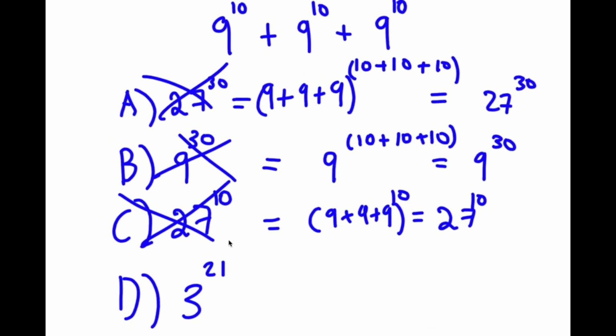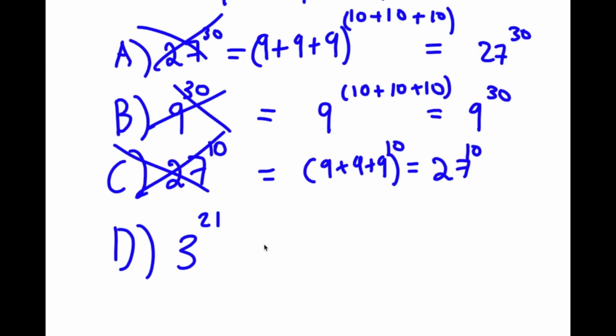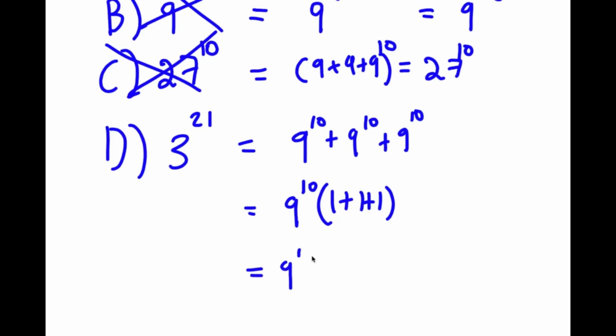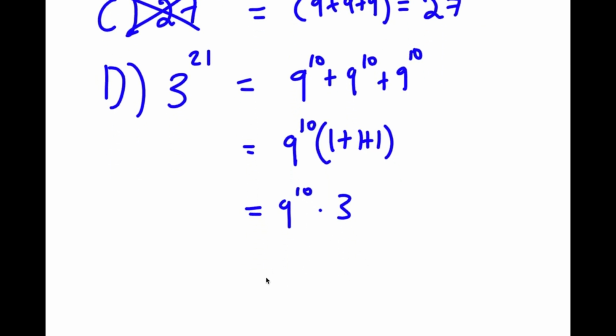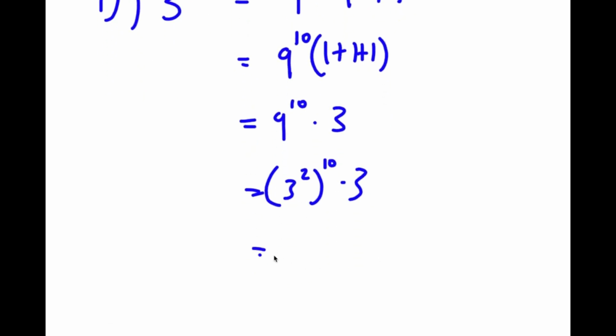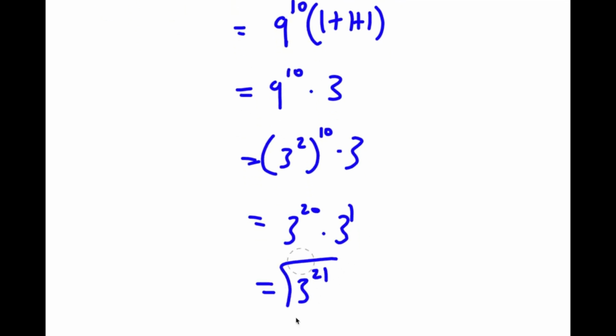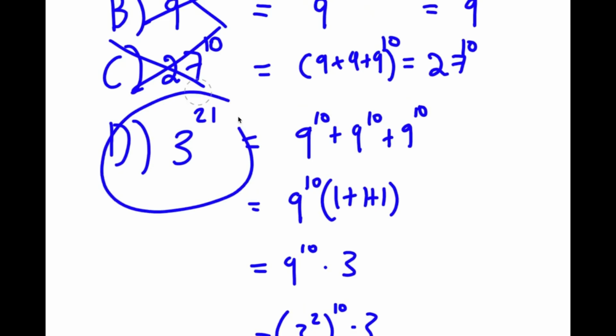But let's see how we actually get this. So we first do 9 to the power of 10 plus 9 to the power of 10 plus 9 to the power of 10. And now if I factor out 9 to the power of 10, I get 9 to the power of 10 times 1 plus 1 plus 1, which is equal to 9 to the power of 10 times 3. 9 to the power of 10, that's the same thing as 3 squared to the power of 10 times 3, which is equal to 3 to the power of 20 times 3 to the power of 1, which is equal to 3 to the power of 21. So that is our answer.